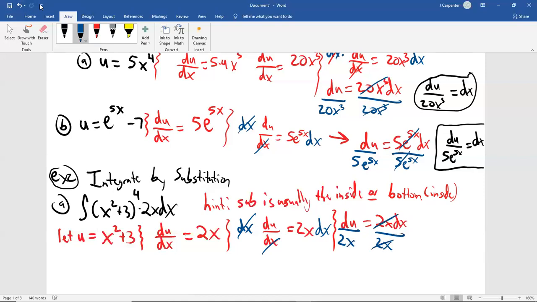So that they're gone there. And the dx is now solved for. So I'll leave it in red. du over 2x is equal to dx. This is a major relationship between how the width is changing in comparison to how the height is changing.